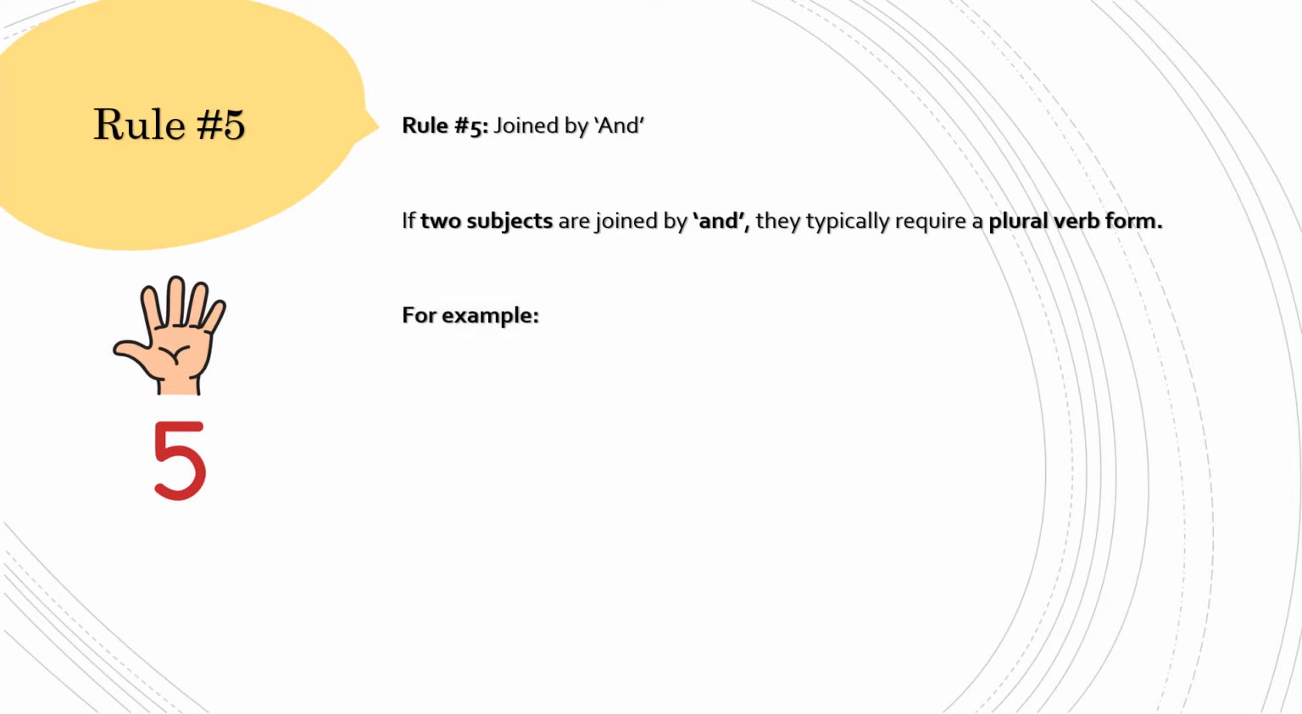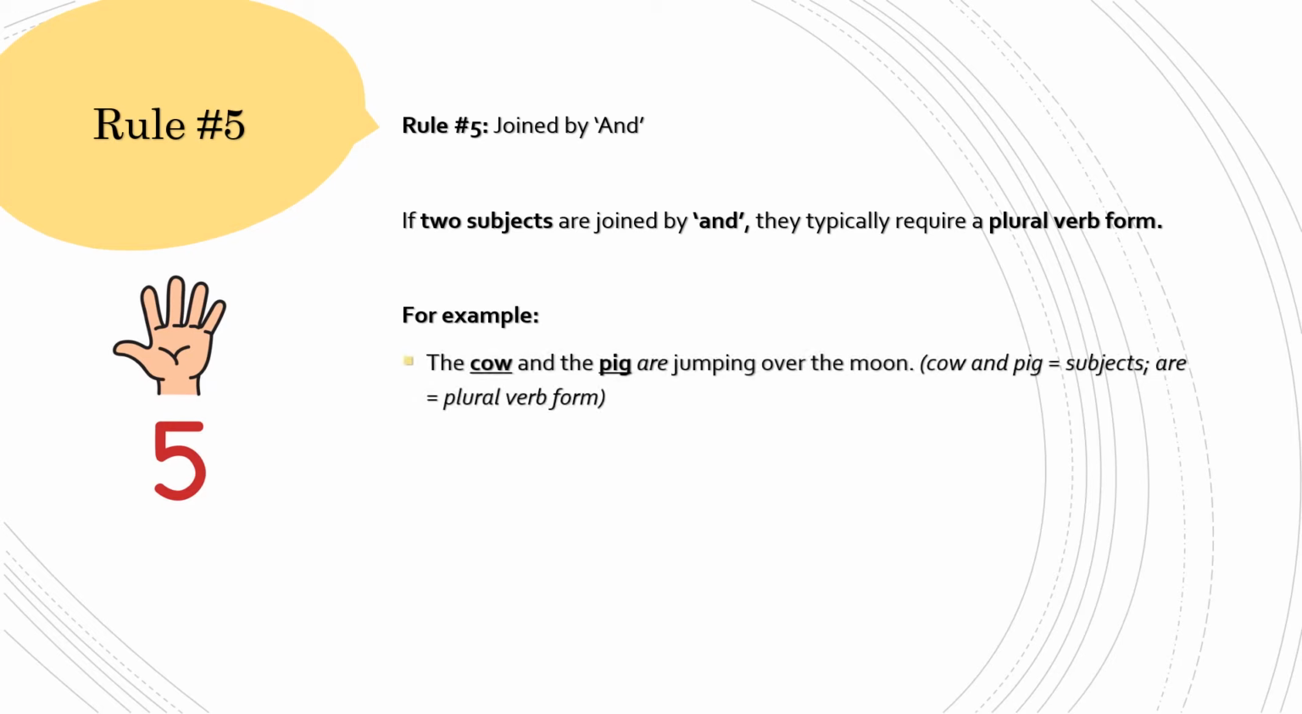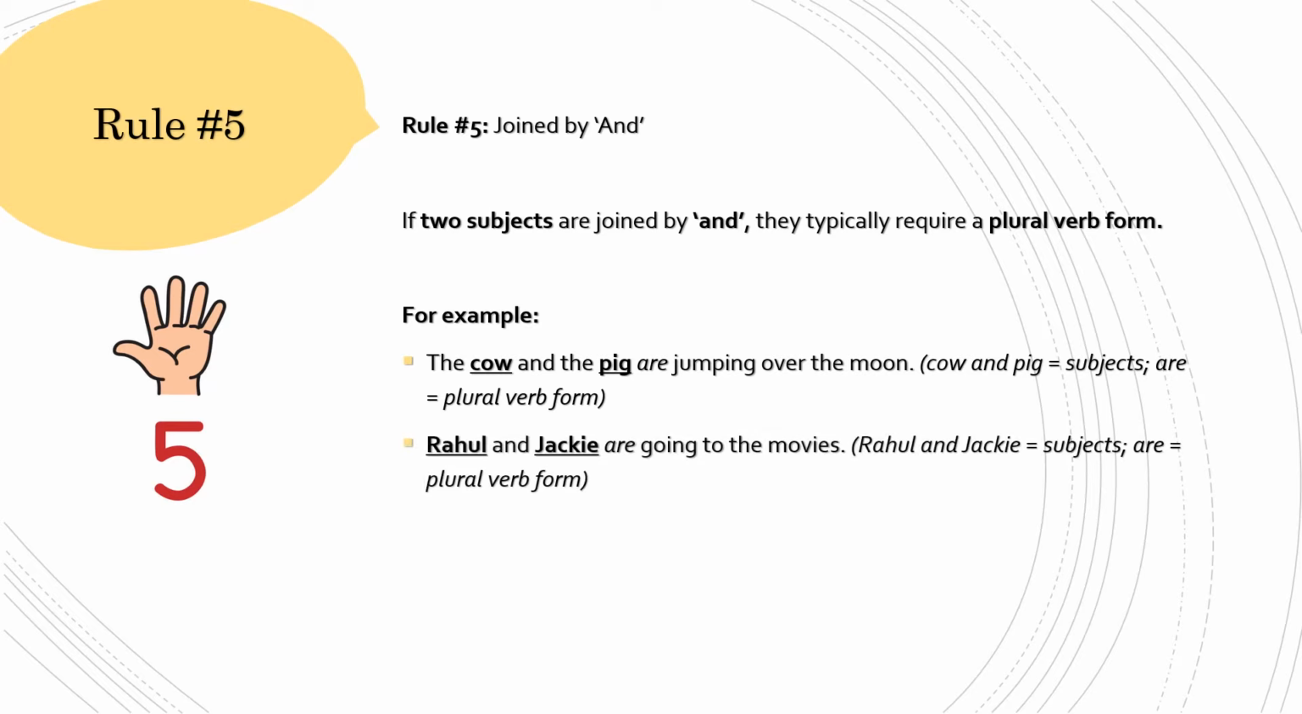For example, the cow and the pig are jumping over the moon. Cow and pig are the subjects, and are is the plural verb form. Rahul and Jackie are going to the movies. Rahul and Jackie are the subjects, and are is the plural verb form.